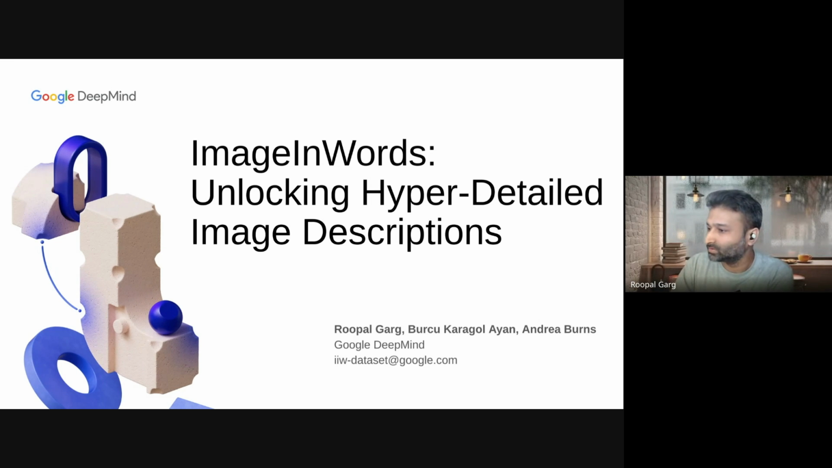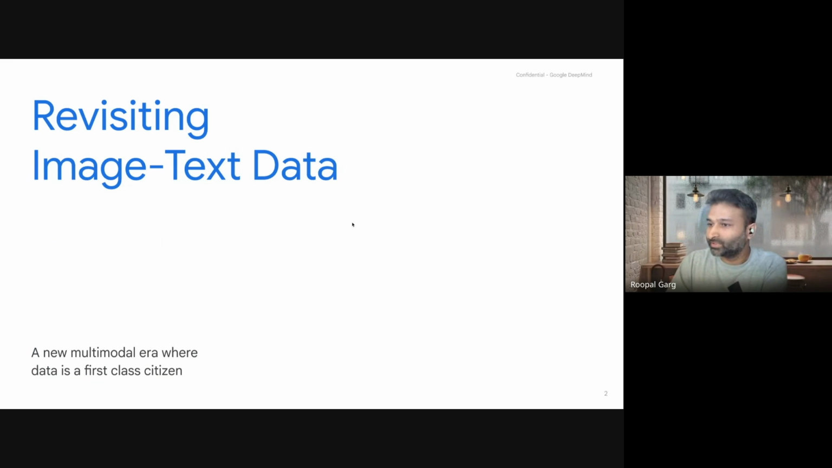Hi, everyone. As Emmett mentioned, this is Roopal, along with my colleagues Burcu and Andrea, and we will be presenting our paper ImageInWords: Unlocking Hyper-Detailed Descriptions. Okay, let's start. Before we dive deep into the paper, let's take a short trip down memory lane and see how and why we got here.